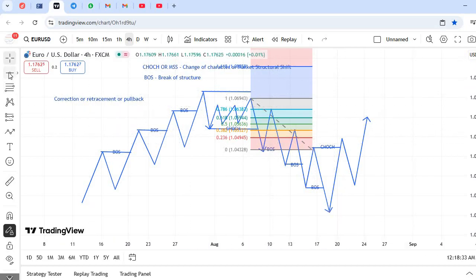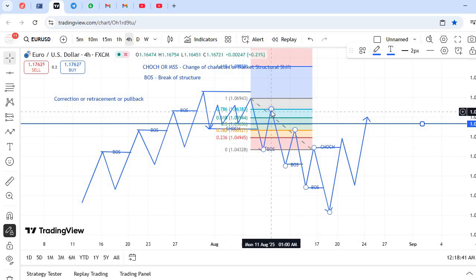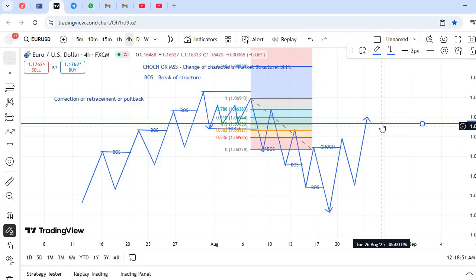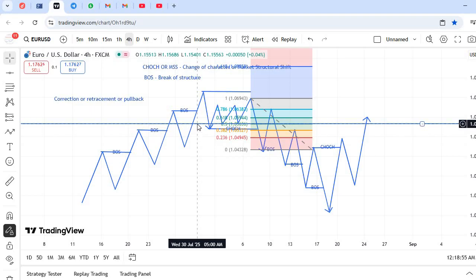Let's get our horizontal line too. Look for the midpoint, which is 50, 0.5. You drop it. Can you see that this one now got here? It got to 50. It got to 0.6. In fact, it got to 0.78 before the impulse move. So you use the Fibonacci tool to check the accuracy.